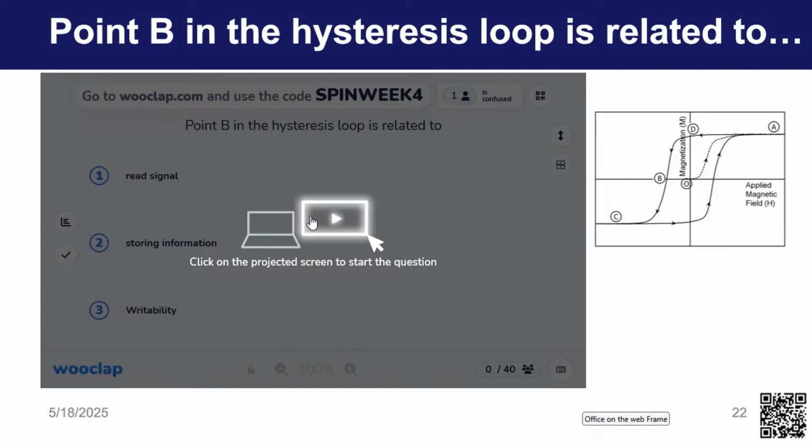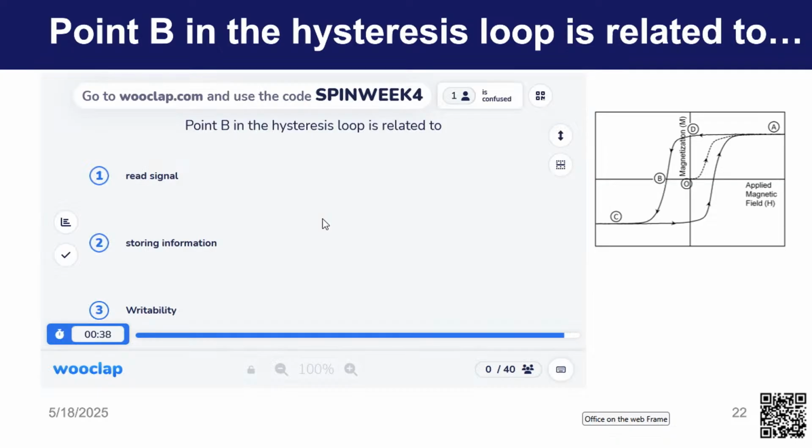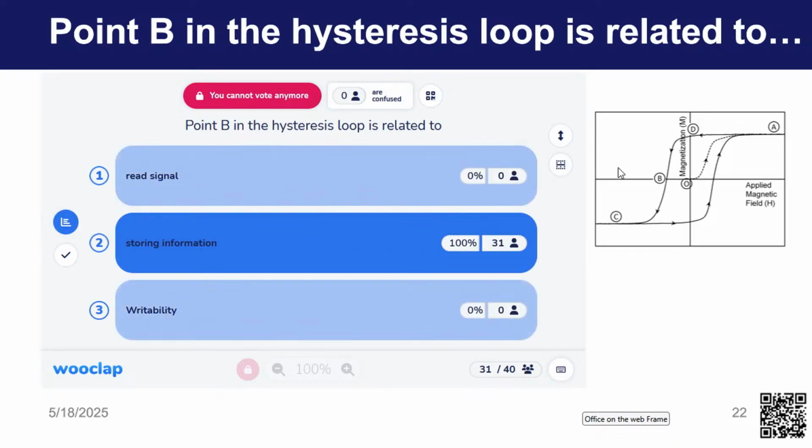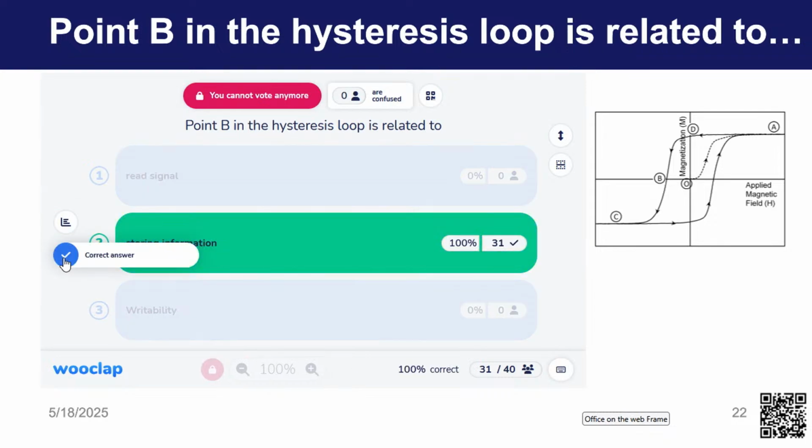Next one is about point B. Okay, all of you are right. Point B is related to storing information.